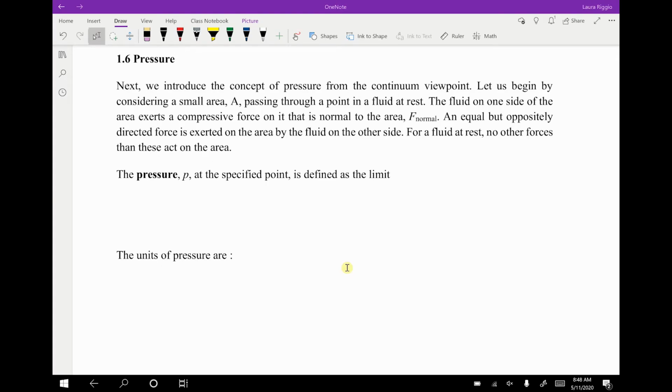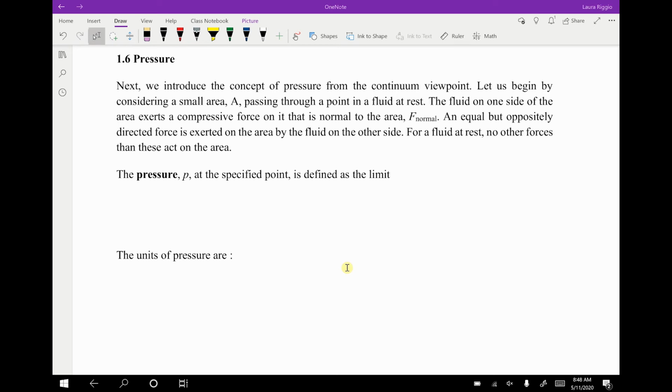All right, in today's lecture, we're going to go over pressure. So we're going to introduce the concept of pressure from a continuum viewpoint. We're going to consider a small area, A, through which we have a fluid at rest. On the sides, the area exerts a compressive force, F normal, but an equal and oppositely directed force by the area on the other side. And if the fluid is at rest, we have no other forces acting on it.